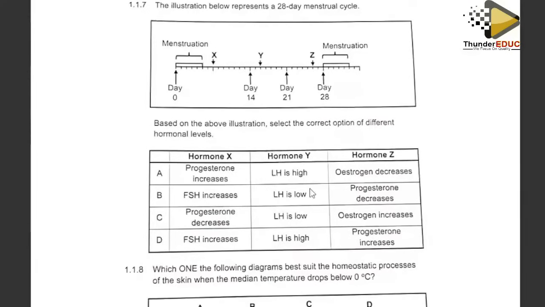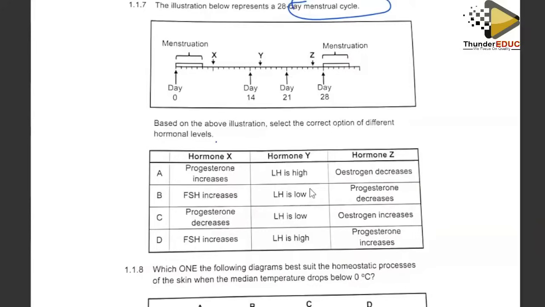1.7. The illustration below represents a 28-day menstrual cycle. Menstrual cycle, this is the most beautiful cycle. Why the most beautiful cycle? Because if the cycle was not there, you wouldn't have been produced. Anyway, we go to the first question. They're saying that based on the above illustration, select the correct option of different hormone levels.